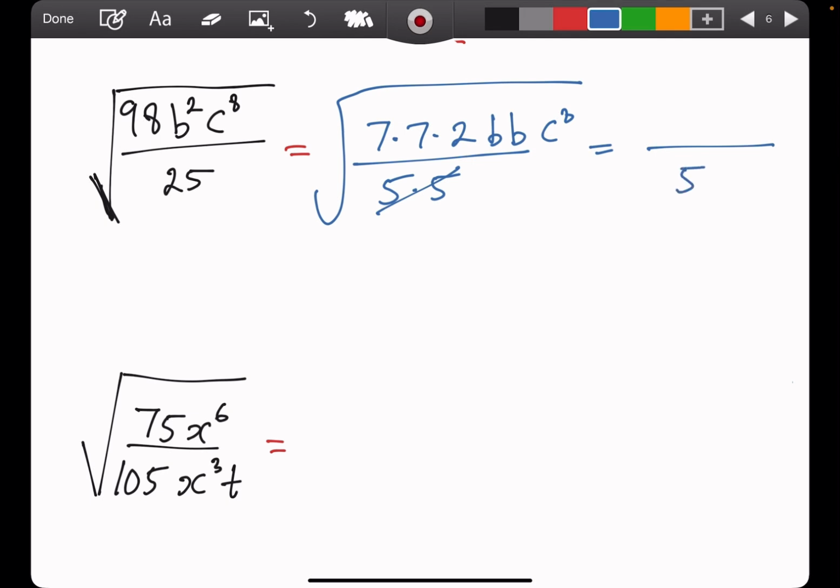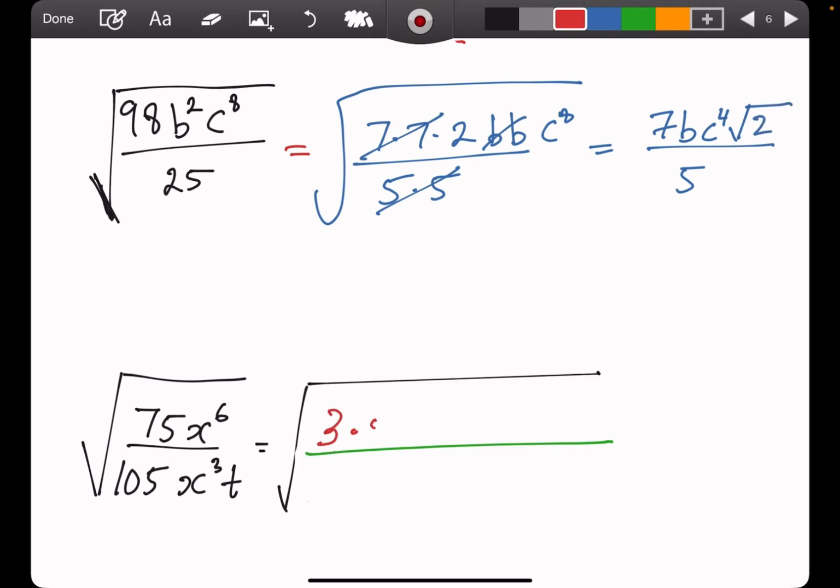5 goes out, right? Now, let's see what goes out on the top. 7. Can the 2 go out? No. But can B go out? Yes. And how many groups of C can we make? 1. Remember, this is 8. How many groups of 2 can we make from 8? 4. C to the power of what? 4. So who is left under the radical? 2.